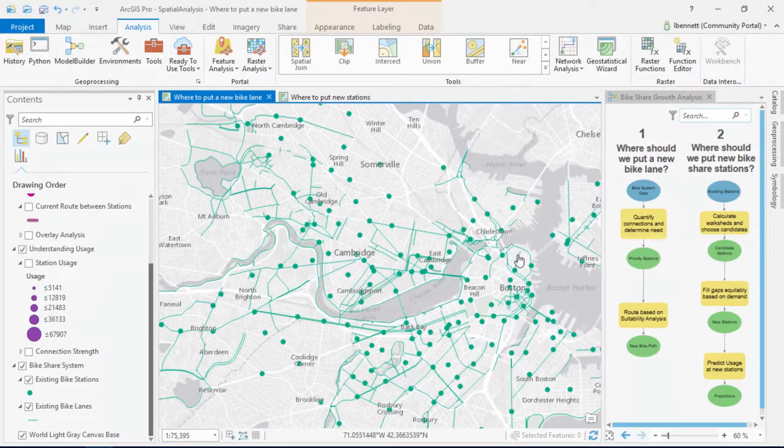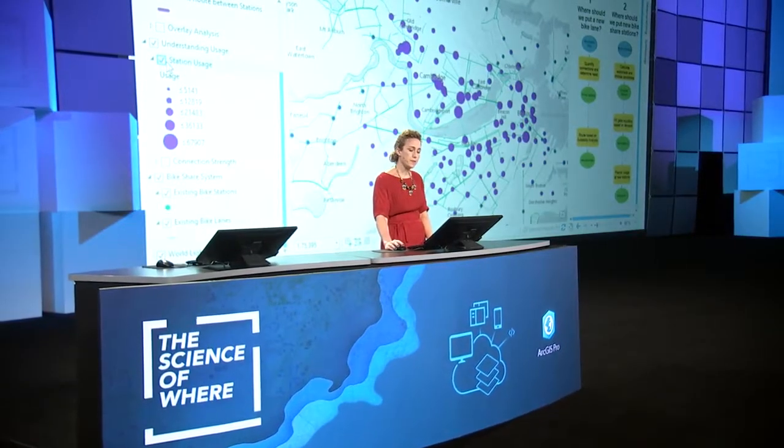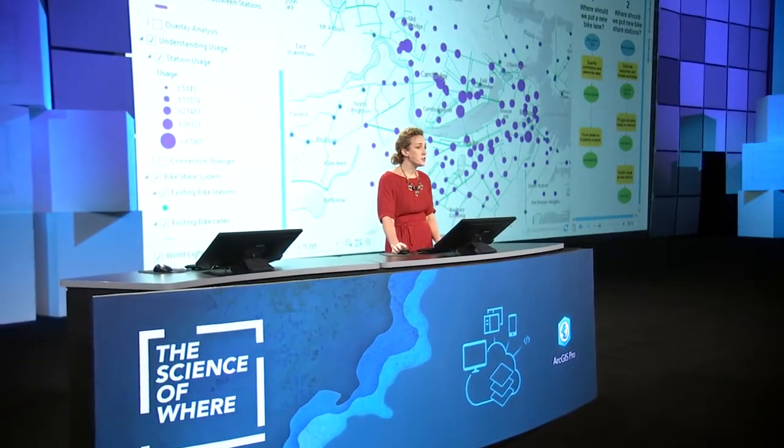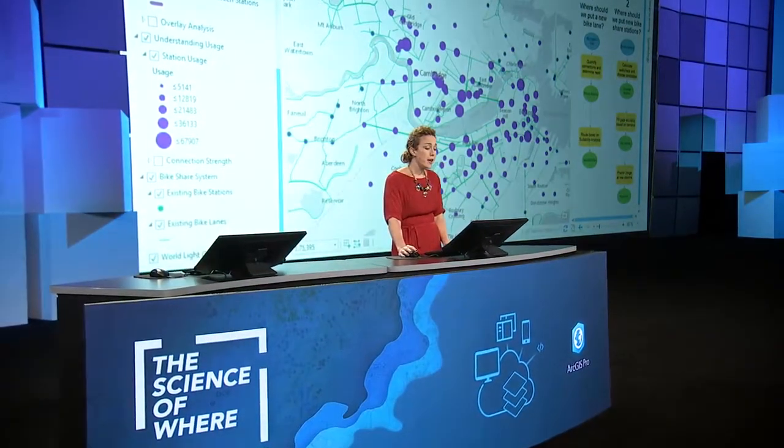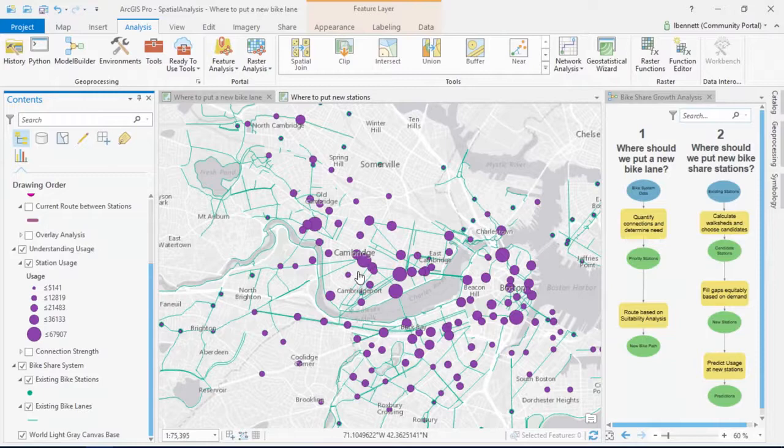Now, to figure out where to put new bike lanes, the first thing that we have to do is understand how people are using the system. Well, we can see the highest usage in downtown Boston and near both Harvard and MIT in Cambridge. But this is really just part of the story.